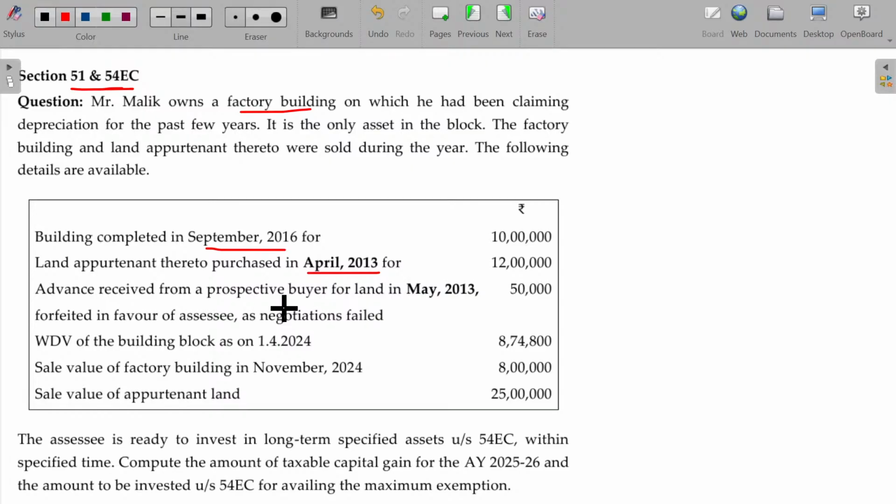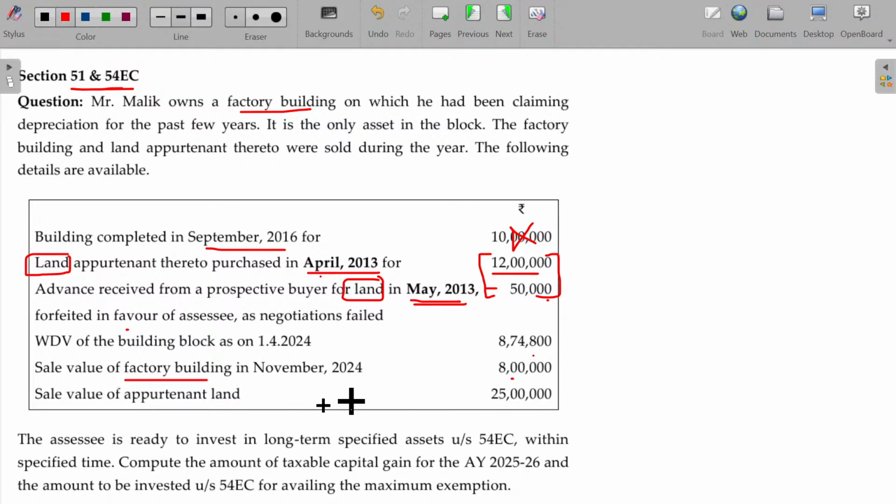Right. Land appurtenant thereto, 12 lakhs. Advance received from the prospective buyer for land in May 2013, 50,000, forfeited in favor of the assessee as the negotiation failed. This could be subtracted from the cost of acquisition before indexation related to the land. Okay. WDV of the building block being this one, so I never bother about the original purchase price. As it is a depreciable asset, we have to depend on what? Section 50. Based on the WDV value, you have to calculate.